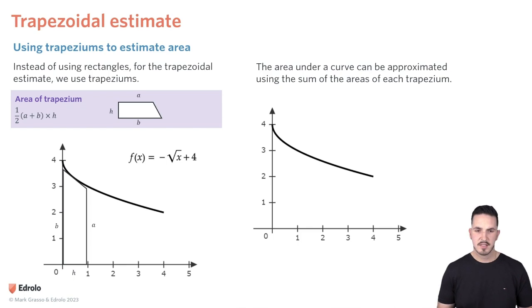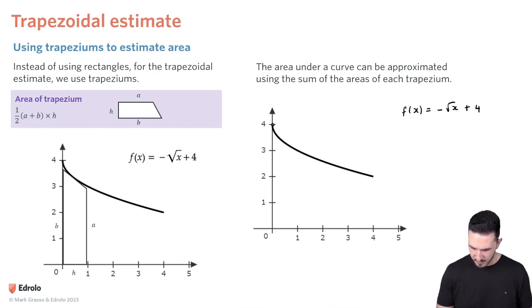So what you will notice is we have B is going to be the left-hand side of your trapezium, A is going to be the right-hand side of your trapezium, and H will always be the width of your trapezium. So again, this will be specified. So the area under a curve can be approximated using the sum of the areas of each trapezium. So if we look at this example of f of x, so it's f of x equals negative root x plus 4.